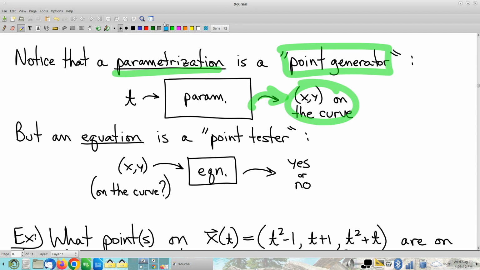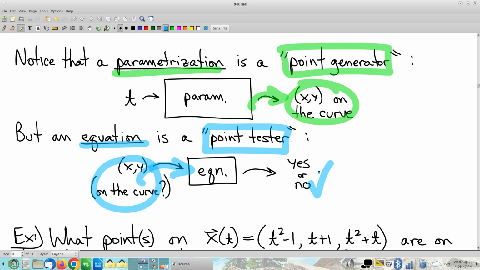Whereas, by contrast, that is not what equations do. Equations don't generate points. If you think about it, an equation is just algebra equals other algebra. You can plug points into it. You can see if the equation works or not, but it doesn't make points for you, at least not intrinsically. So an equation tests points. You give me a point, you can then put that into an equation. And either it works or it doesn't. And correspondingly, that point either is or isn't on the curve. Okay, so very different objects.